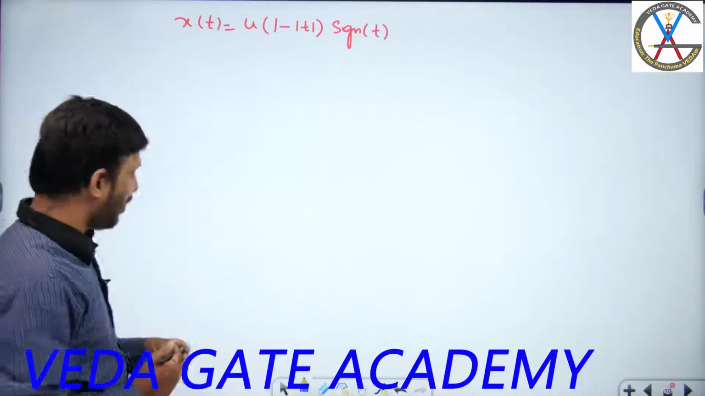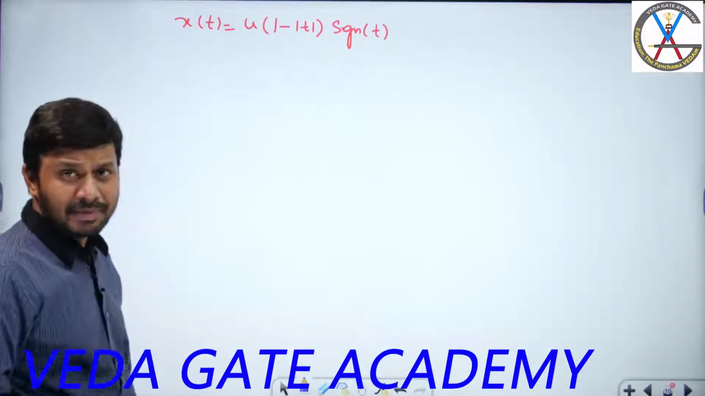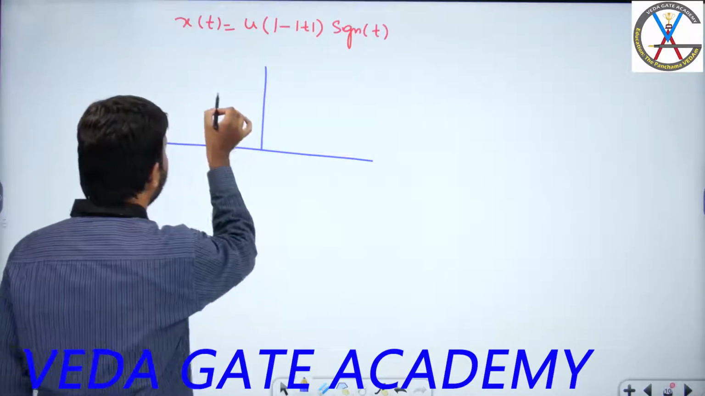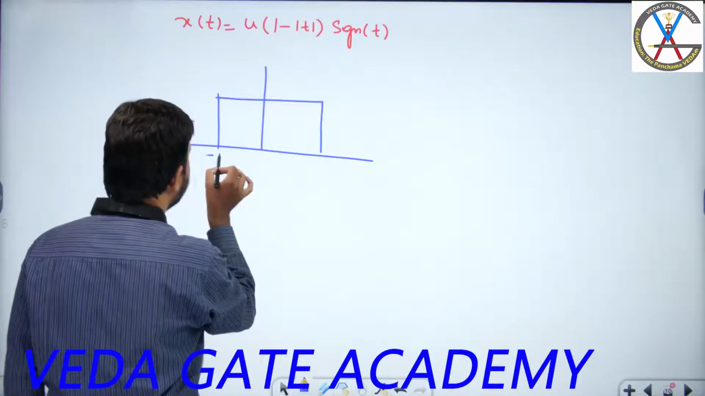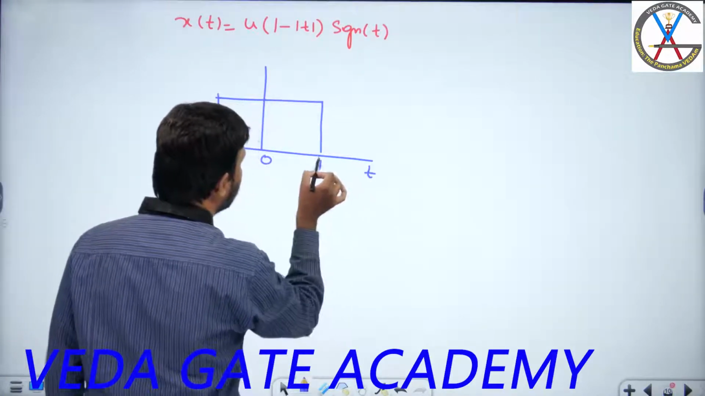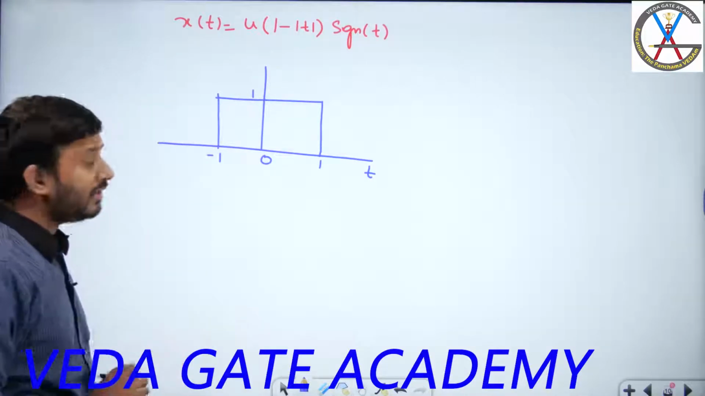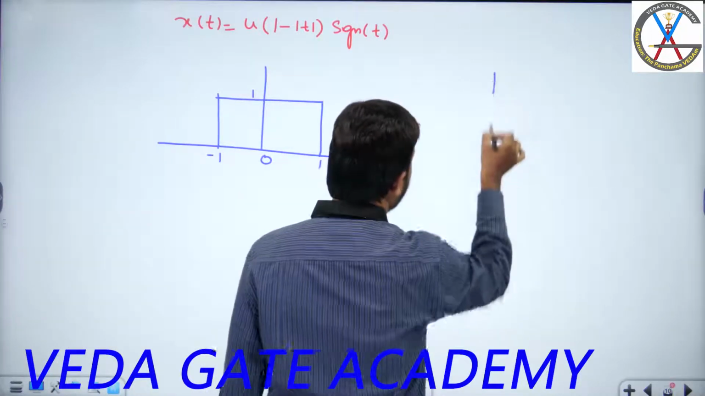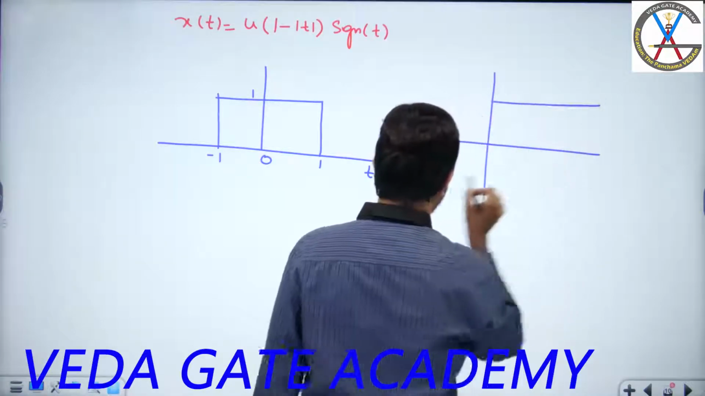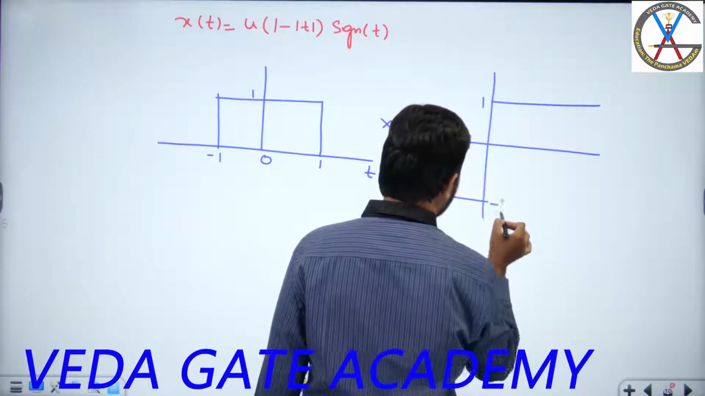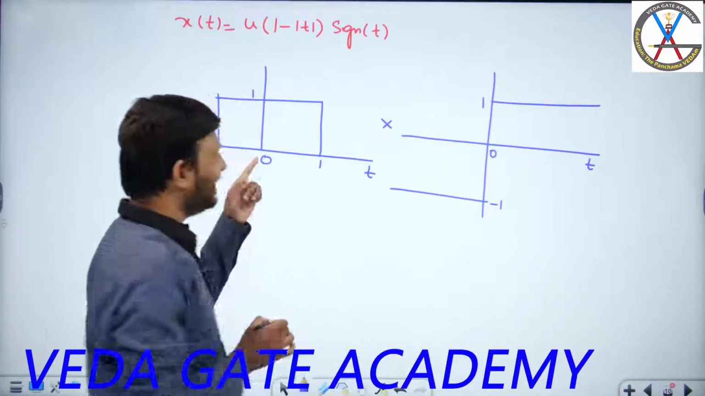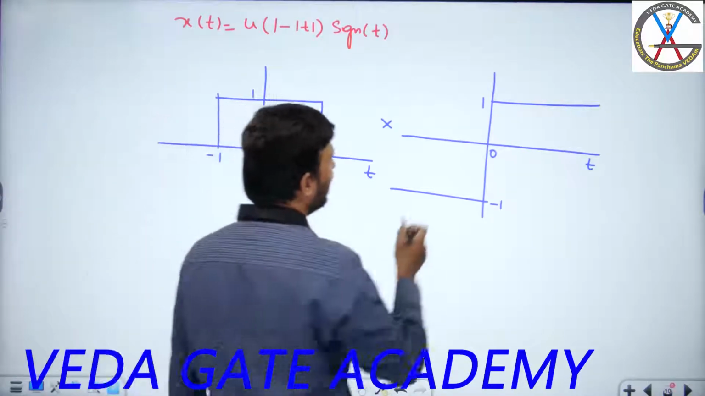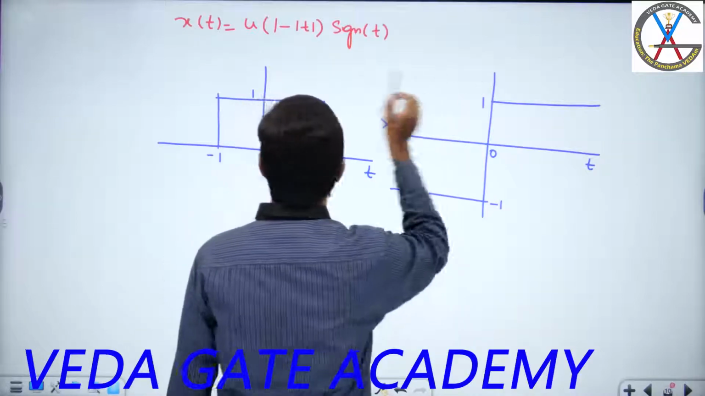Now u of 1 minus mod t, if you remember in the previous class we have drawn the shape of u of 1 minus mod t. It is simply a rectangular pulse varying from -1 to 1. Already we have seen this in the previous class. Signum t, this is the shape. Signum is even function or odd function? Odd function. This rectangular pulse is even function or odd function? This is the even function, because if I take the reversal, I'll get the same signal. Right. So, this is signum t, this is u of 1 minus mod t.